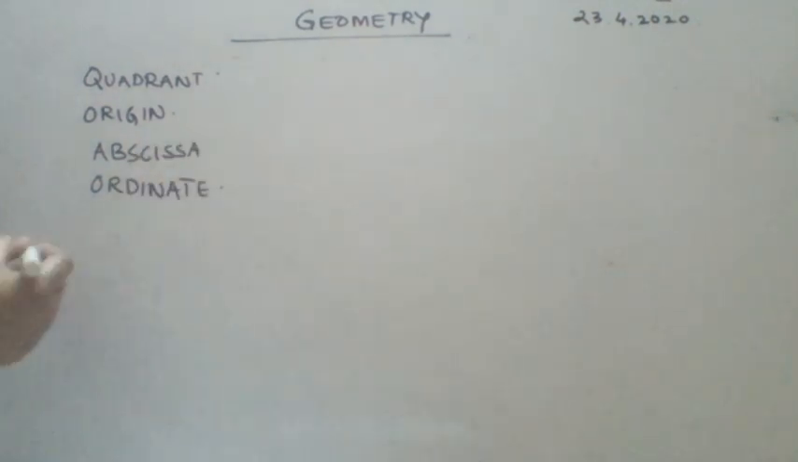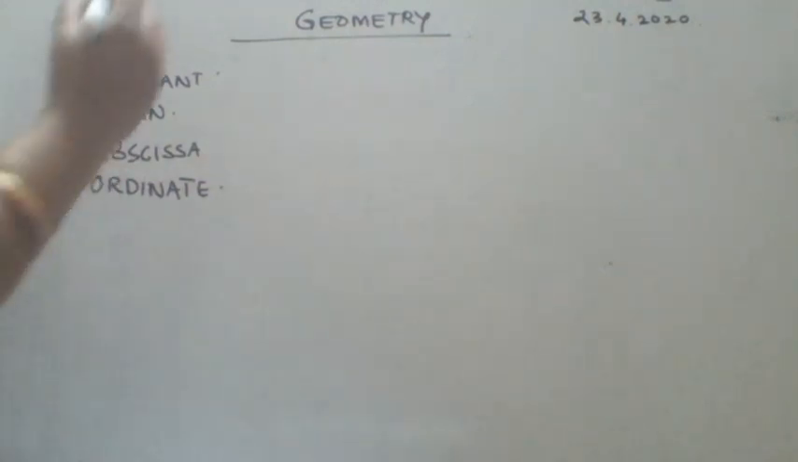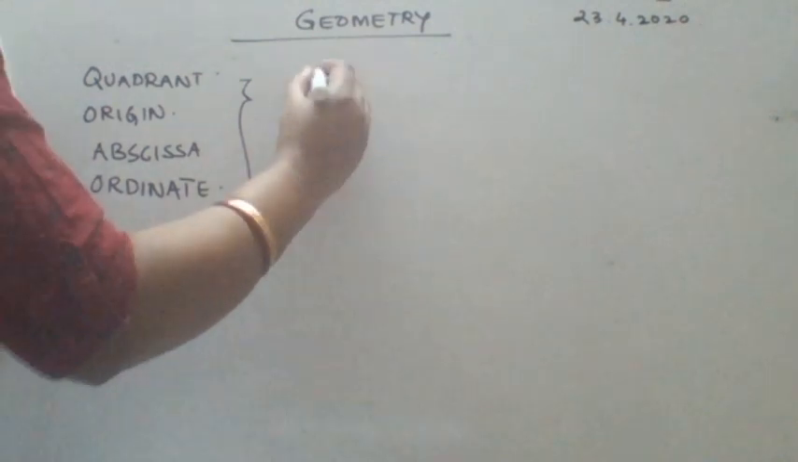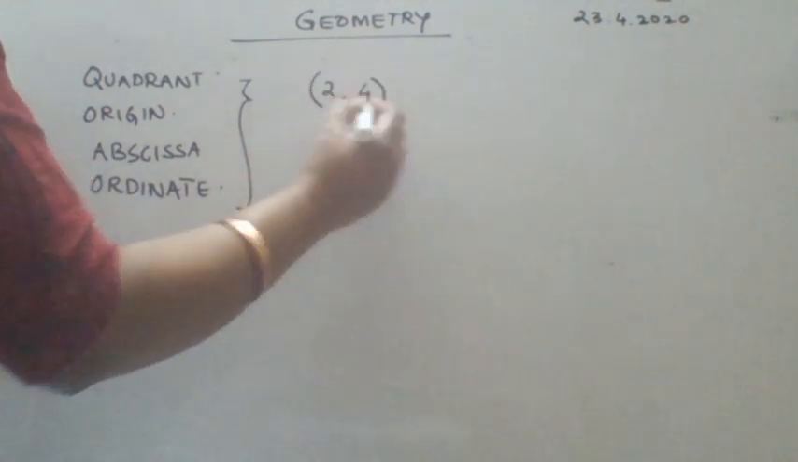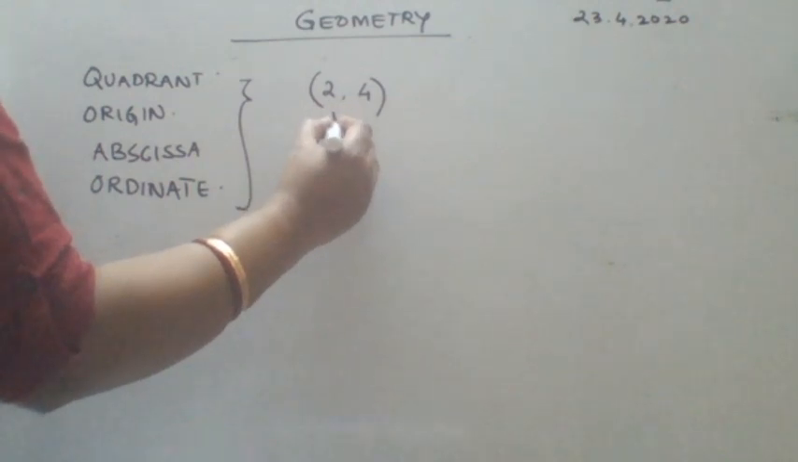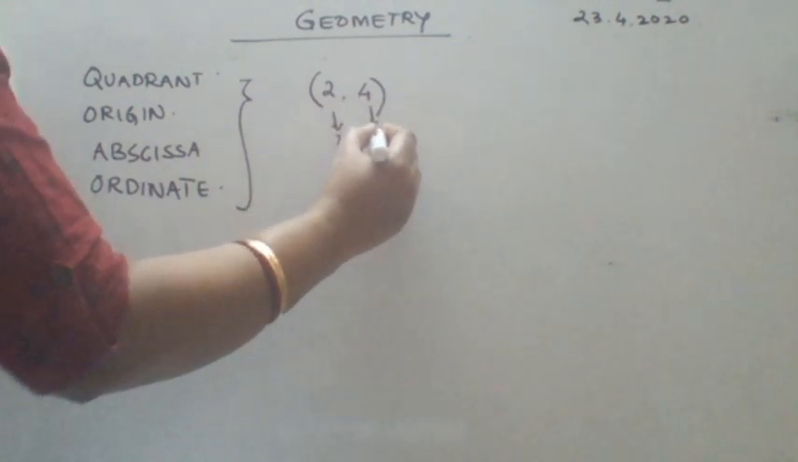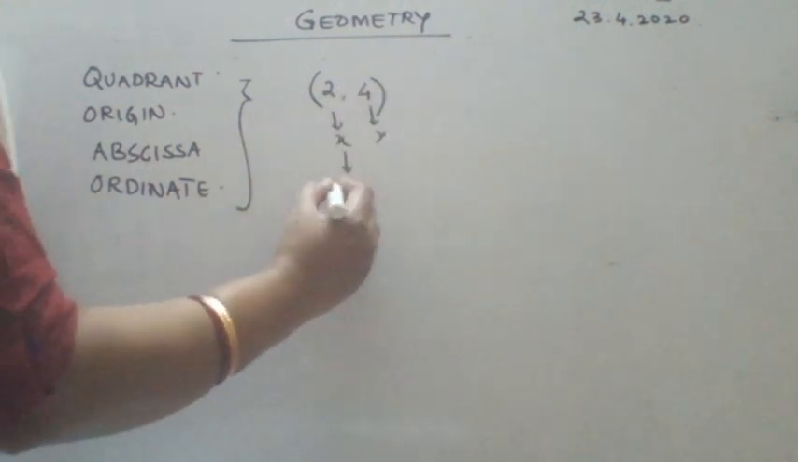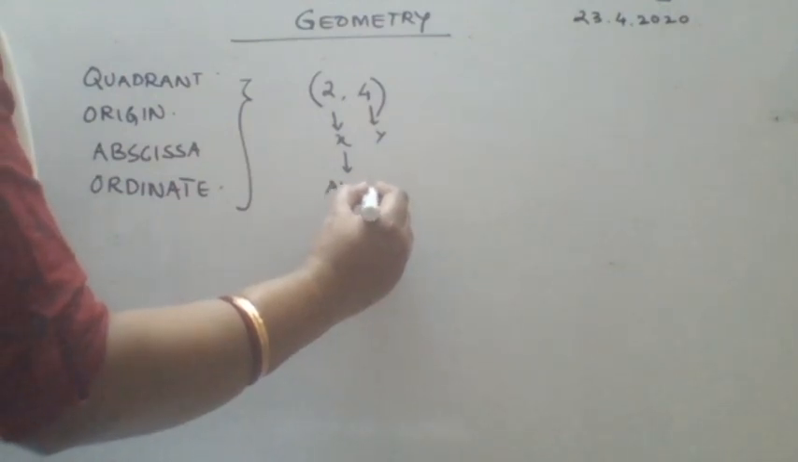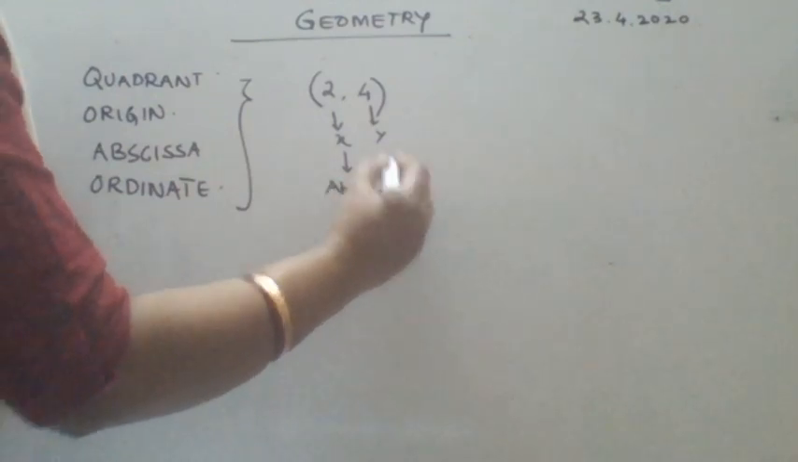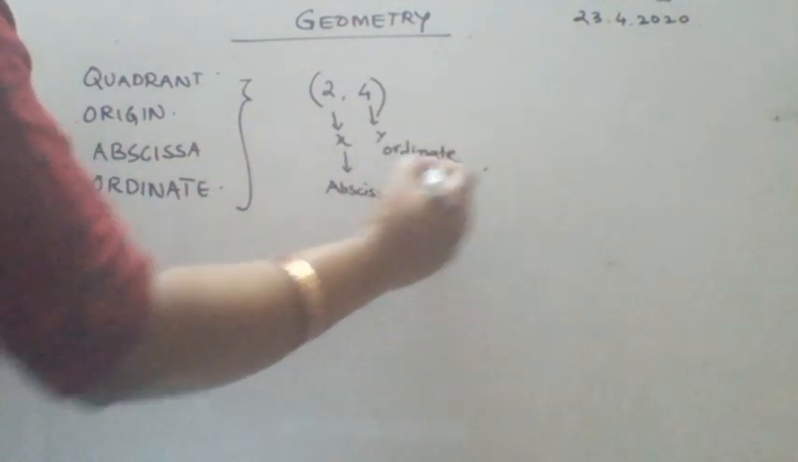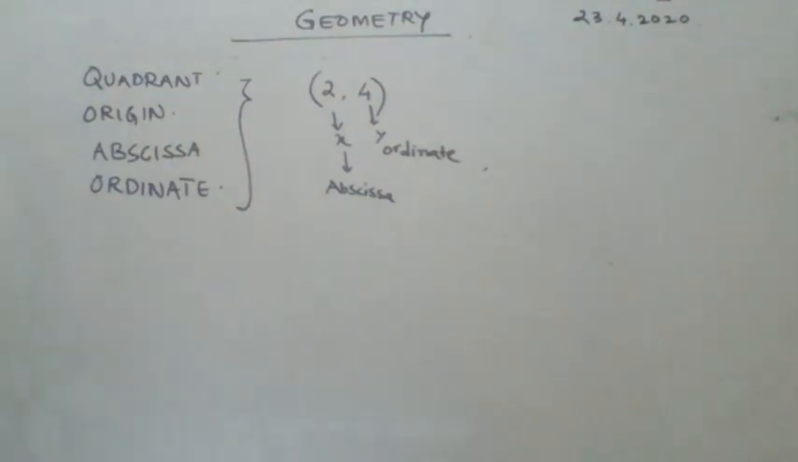These words are new to you: quadrant, origin, abscissa, ordinate. So see, yesterday we discussed the ordered pair. If I ask you to plot the point (2, 4), you know 2 is your x coordinate, and 4, the second one, is the y coordinate. The x coordinate is your abscissa, and the y coordinate, 4, is your ordinate. This we have already discussed yesterday.